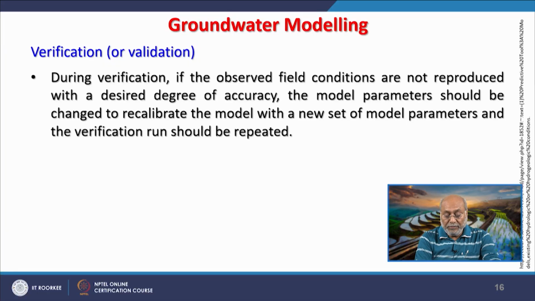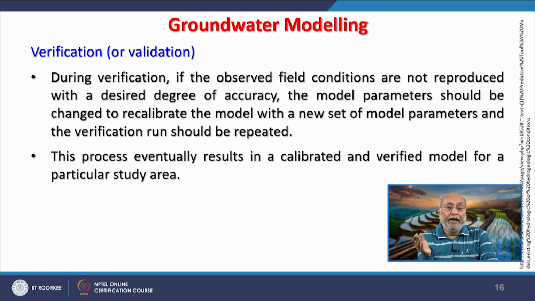Further, under this validation and verification, it is often observed that the field conditions are not reproduced with the desired degree of accuracy by a site specific model which has been developed after calibration. That means the model parameters should be changed, and then recalibration of the model should be done with a new set of model parameters, and then verification should again be repeated. Again, as I said earlier, it is a kind of iteration process, till we reach satisfactory and comparable results between simulation and field data.